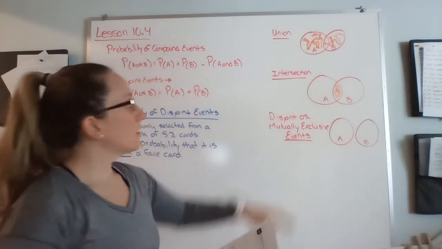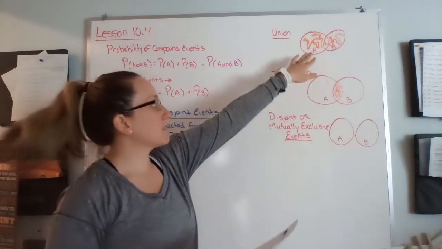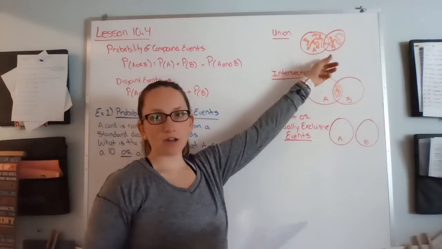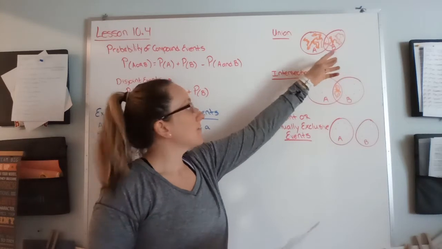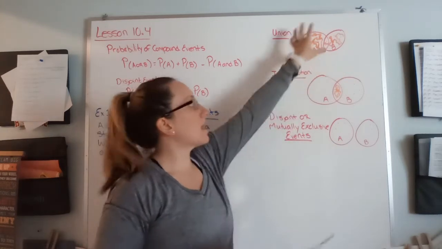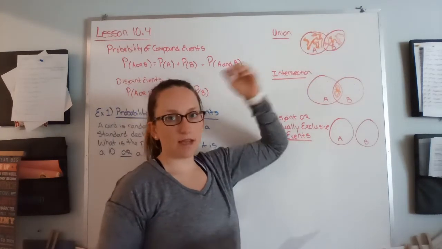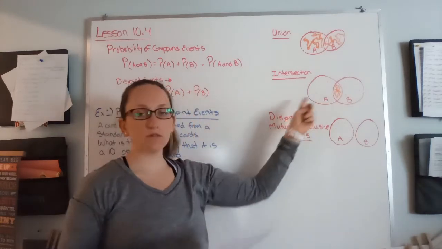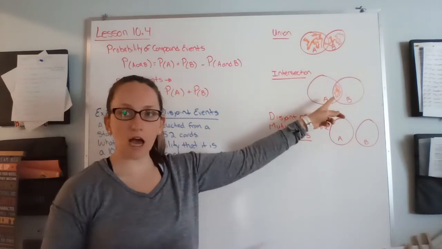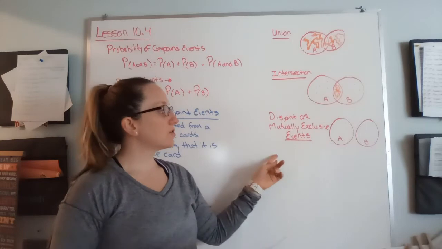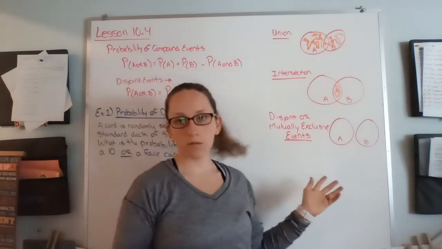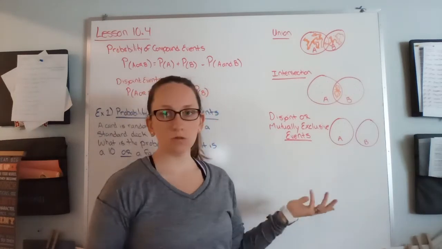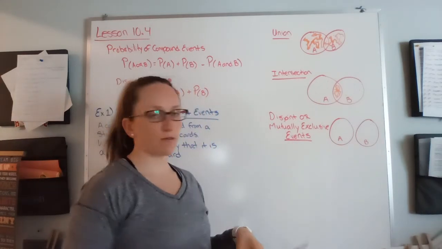Okay, so when we talk about the union of two events, A and B, in my Venn diagram, A is supposed to be event A and B event B. If we talk about the union of two events, we're talking about everything in event A and B. If we talk about the intersection of two events, we're talking about what they have in common, where they overlap. And if two events are disjoint or mutually exclusive, they have no outcomes in common. So you can see that my two circles for my Venn diagram do not overlap at all.